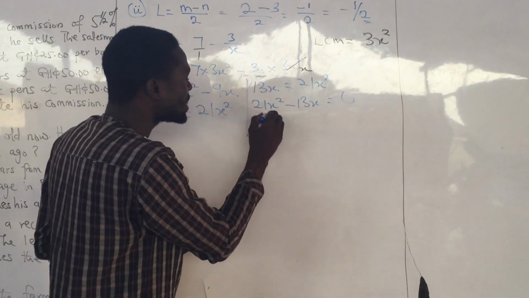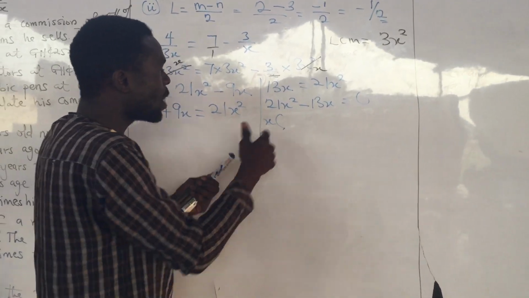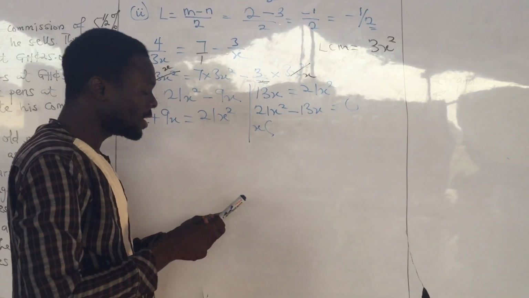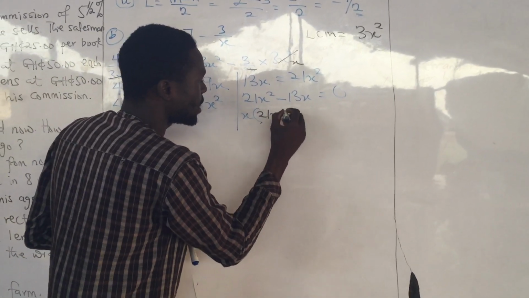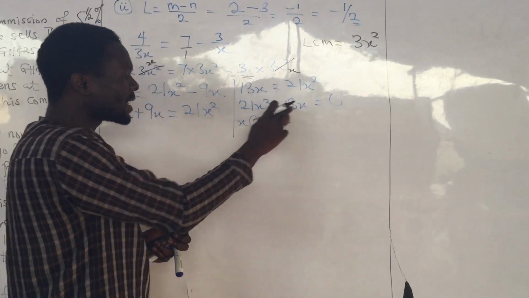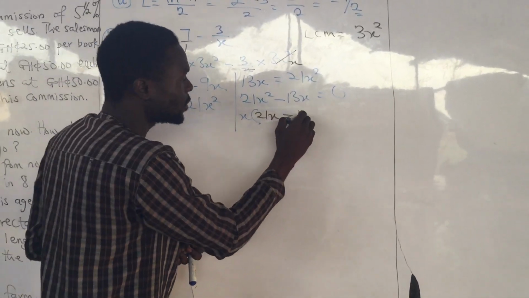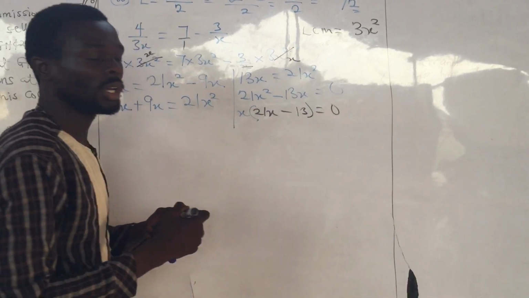When you factor x out, what do we have here? Now one of the x is out. You are left with 21 and 1x. So we are going to write 21x minus, we've also factored the x out. What are we left with? 13, which is equal to 0.